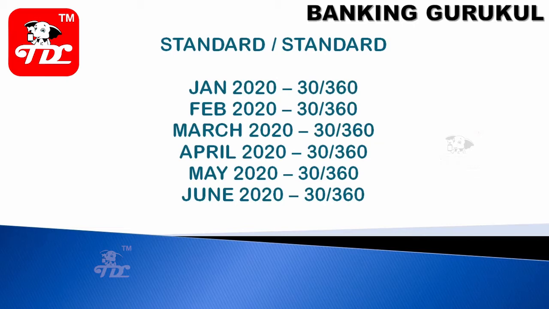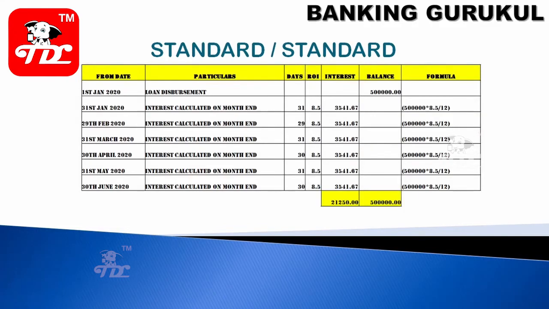So every month, whether it is a leap year or a 31 days month, or it may be 30 days or 29 days, 28 days, I will calculate 1 by 12. So in the standard calculation method, 5 lakhs rupees at 8.5% per annum, whatever the days are, 31, 29, 31, 30, my calculation is simple: 5 lakhs into 8.5% by 12. So every month I get a standard interest of 21,250.